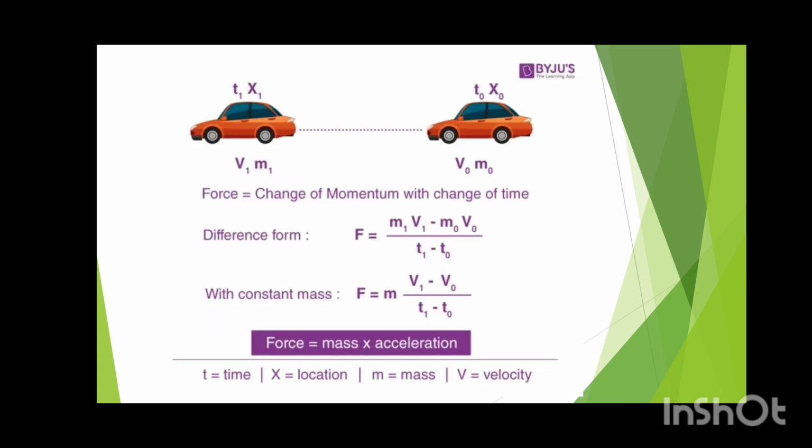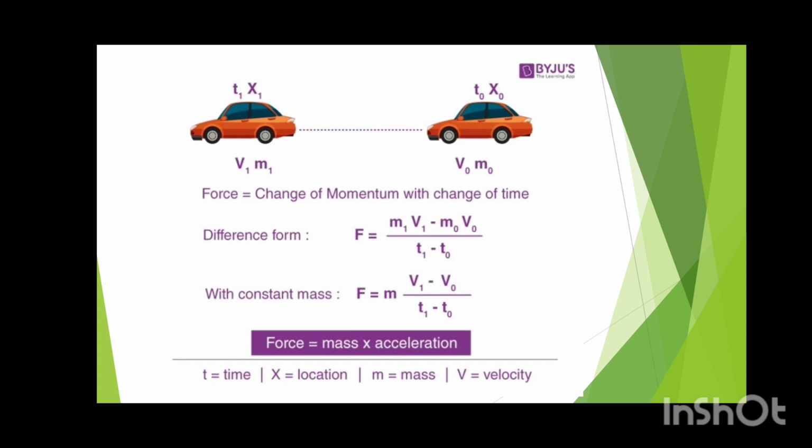See, the car which is moving from t0, x0 to t1, x1. Here t is time, x is location, m is mass, and v is velocity. That means first the car is initially at t0, x0 position, with velocity v0 and mass m0. t0 is the initial time and x0 is the initial location of the car. After some time the car moves to the next position x1 at time t1 with velocity v1 and mass m1.